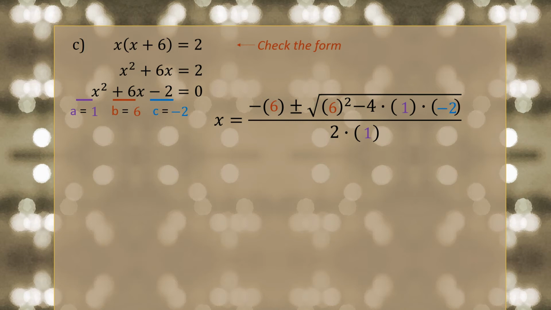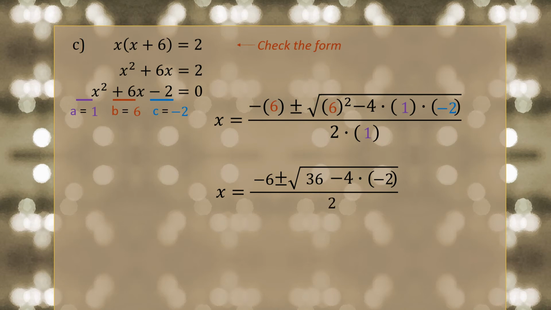Now we carefully simplify it. In front, we read that as the opposite of 6, and the opposite of 6 would be -6. 6 squared is 36, and 1 times -2 is -2. And in the denominator, 2 times 1 is 2.